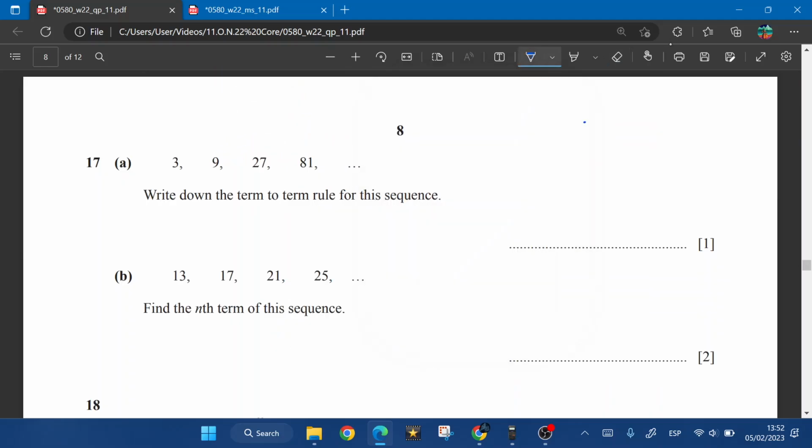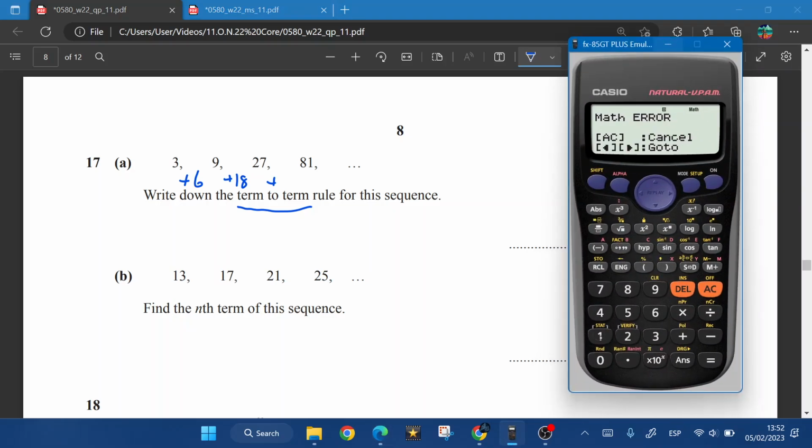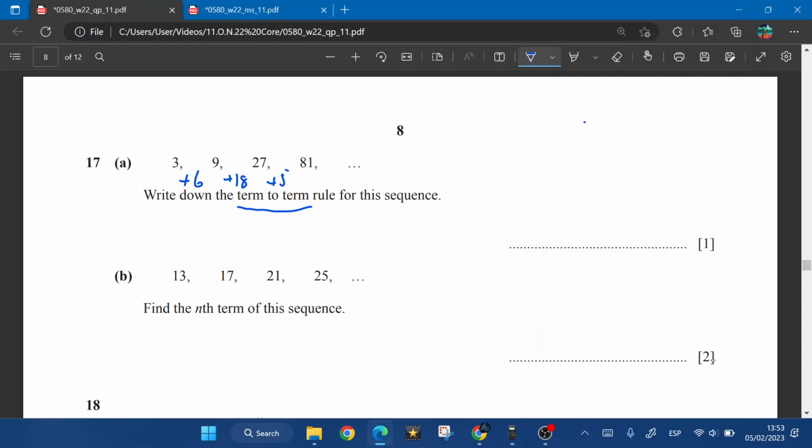Question 17, term-to-term rule is how do I get from one term to the next? Alright, so here we're adding 6, and then we're adding, what are we adding? 18, and then we're adding a lot. So the moment you see, well, there's something weird going on here. Okay, we're adding way too much. Let's spot a pattern. 54.